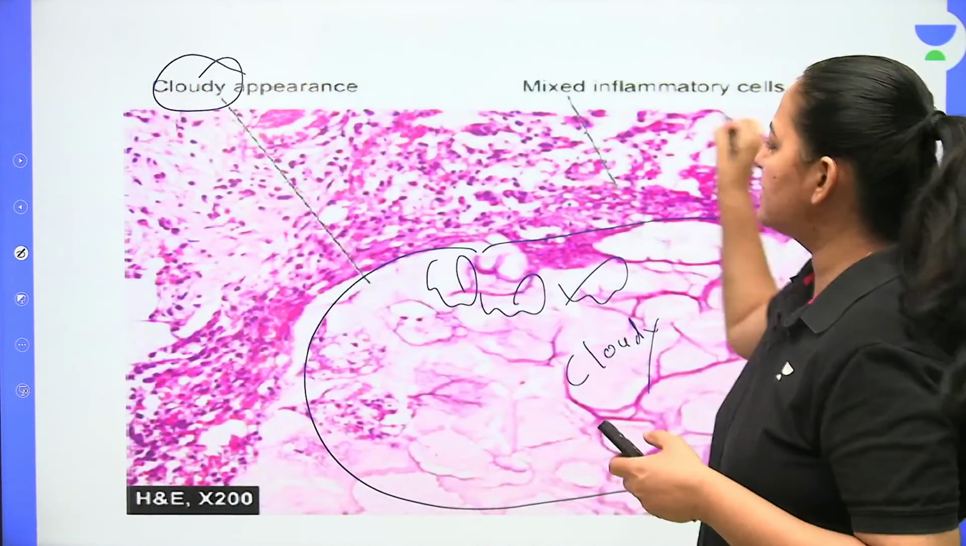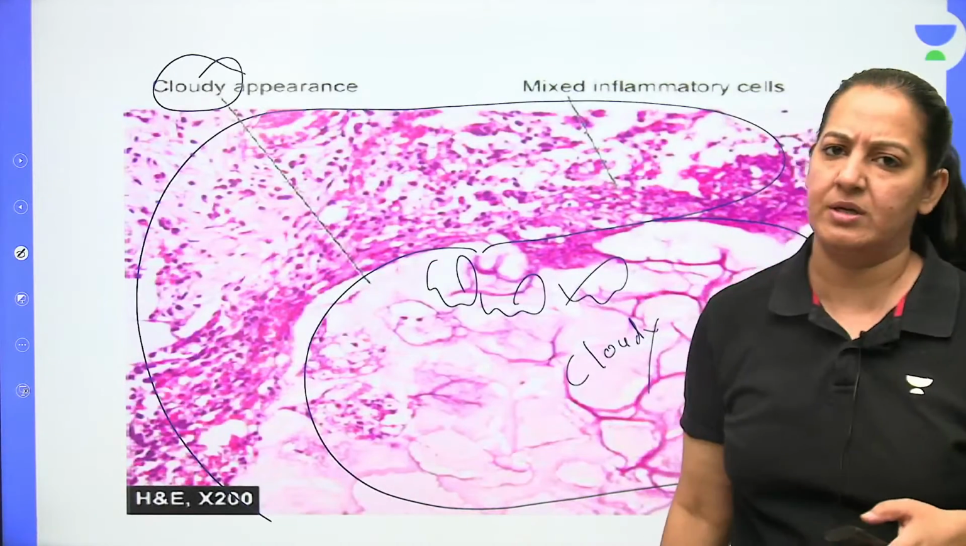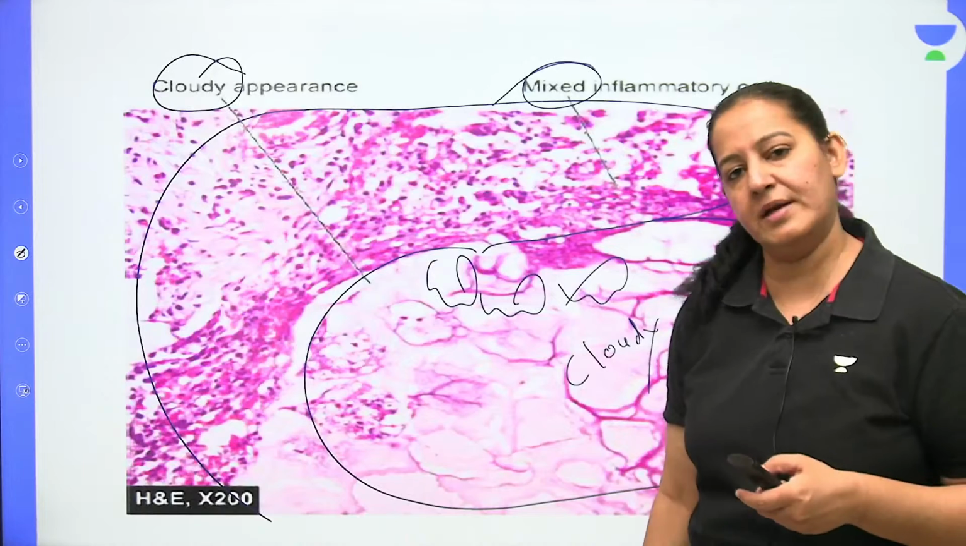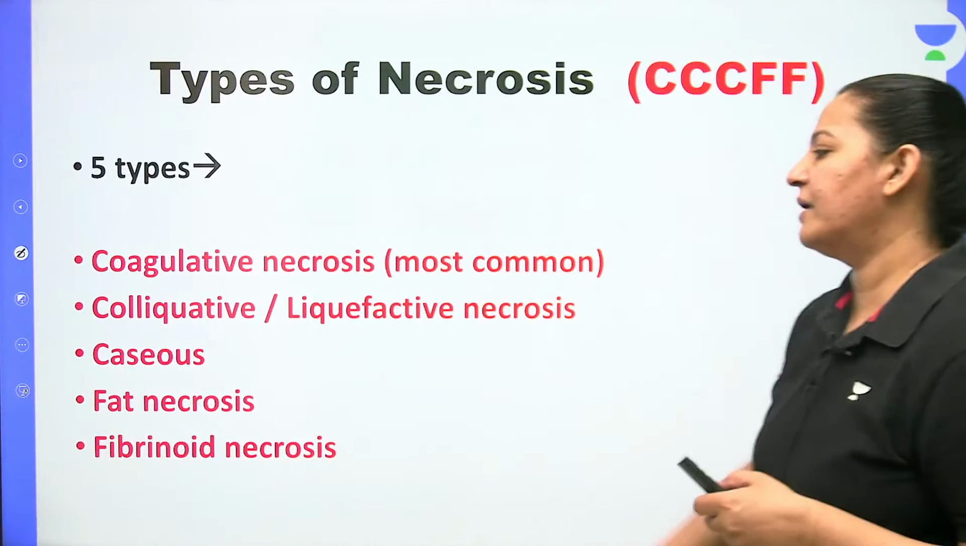This all is inflammation. It is mixed inflammation. It is neutrophils and also lymphocytes. It is a mixed acute and chronic inflammation. I'm done with fat necrosis.